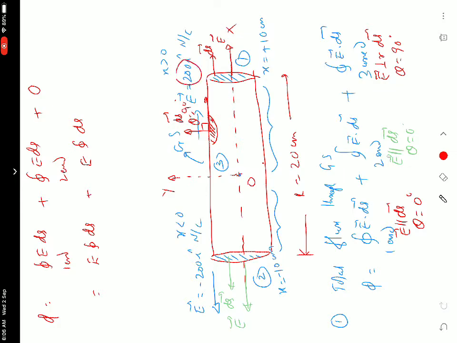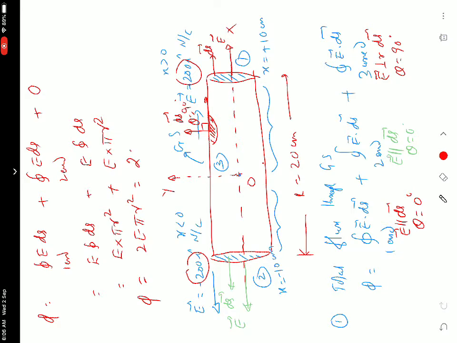The magnitude is 200, and the direction is already marked here. So in both cases it is 200. And what is the closed integral of E·dS here? That is pi r square. R is given to you. So E into pi r square plus E into pi r square. Both are the same, so phi is equal to 2E pi r square.